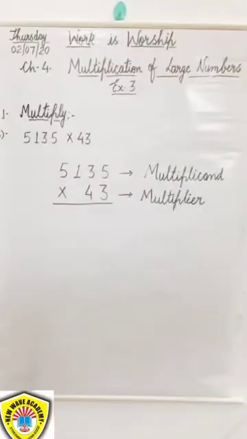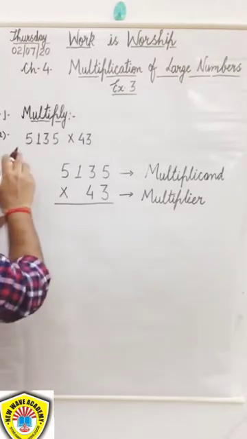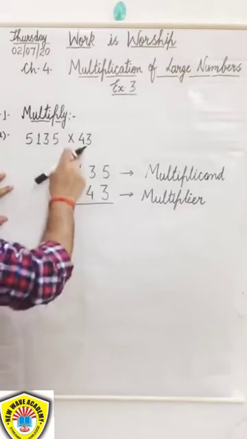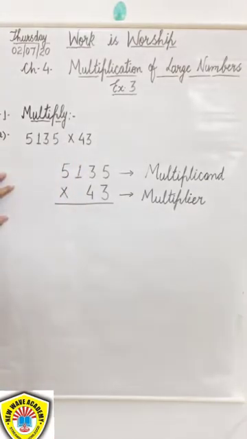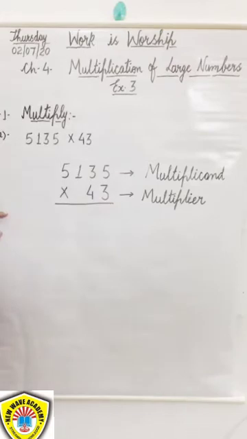Okay, so students, we will start from exercise 3, question number 1. Here we have the number 5135 multiplied by 43. Okay, so first of all we will arrange the numbers in vertical columns, and after that we will start the solution.